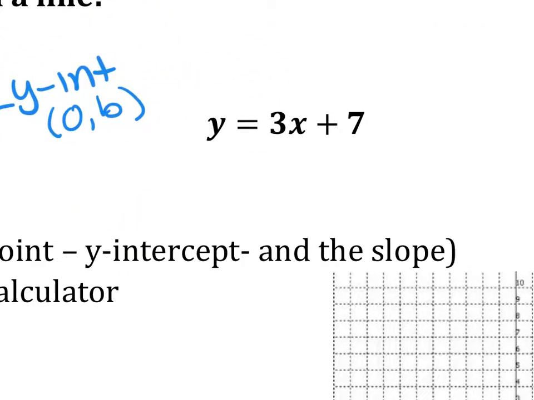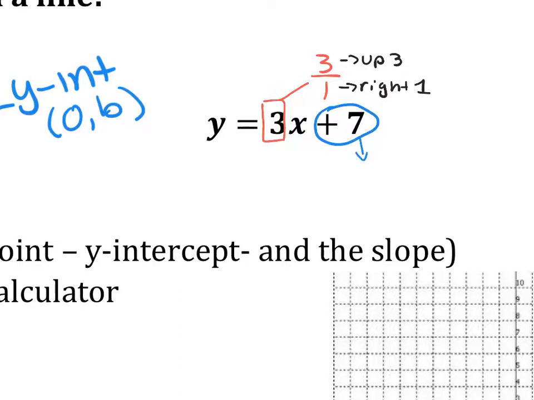For this case, our slope is 3. If you want to think about it as 3 over 1, then it's easier to see the rise over run deal. So this means we would go up 3 and right 1. And then for our intercept, it's a positive 7, so our y-intercept would be the point 0, 7.